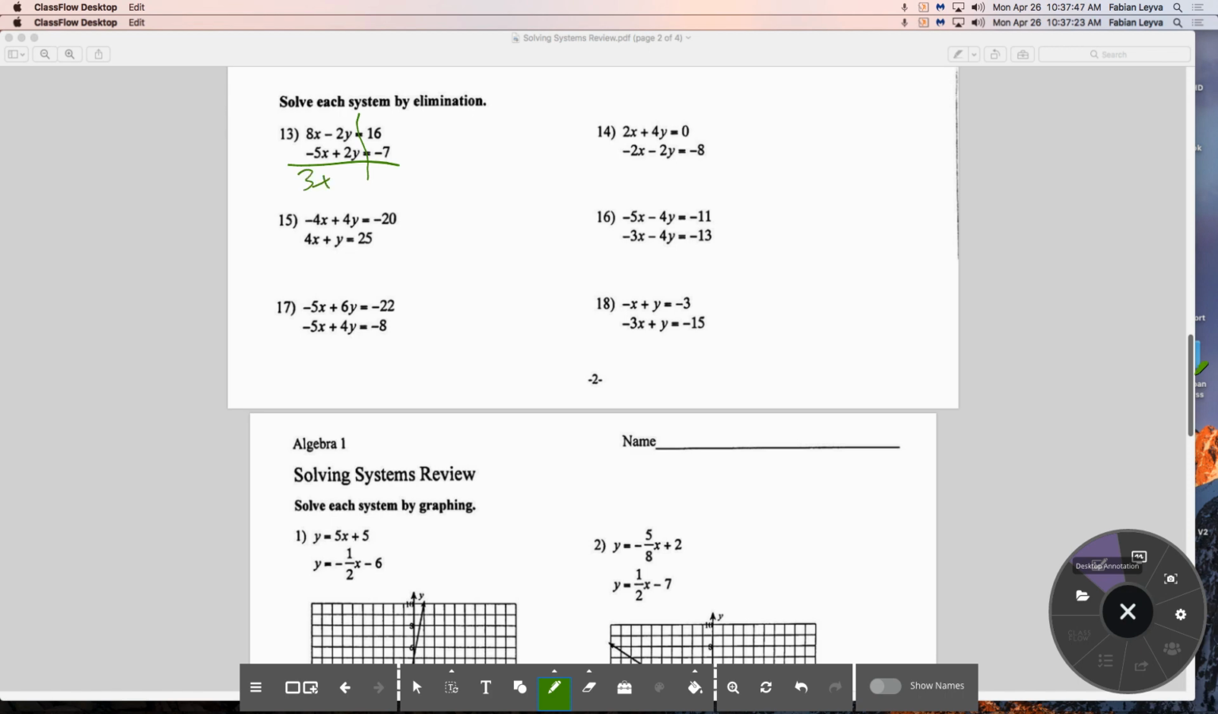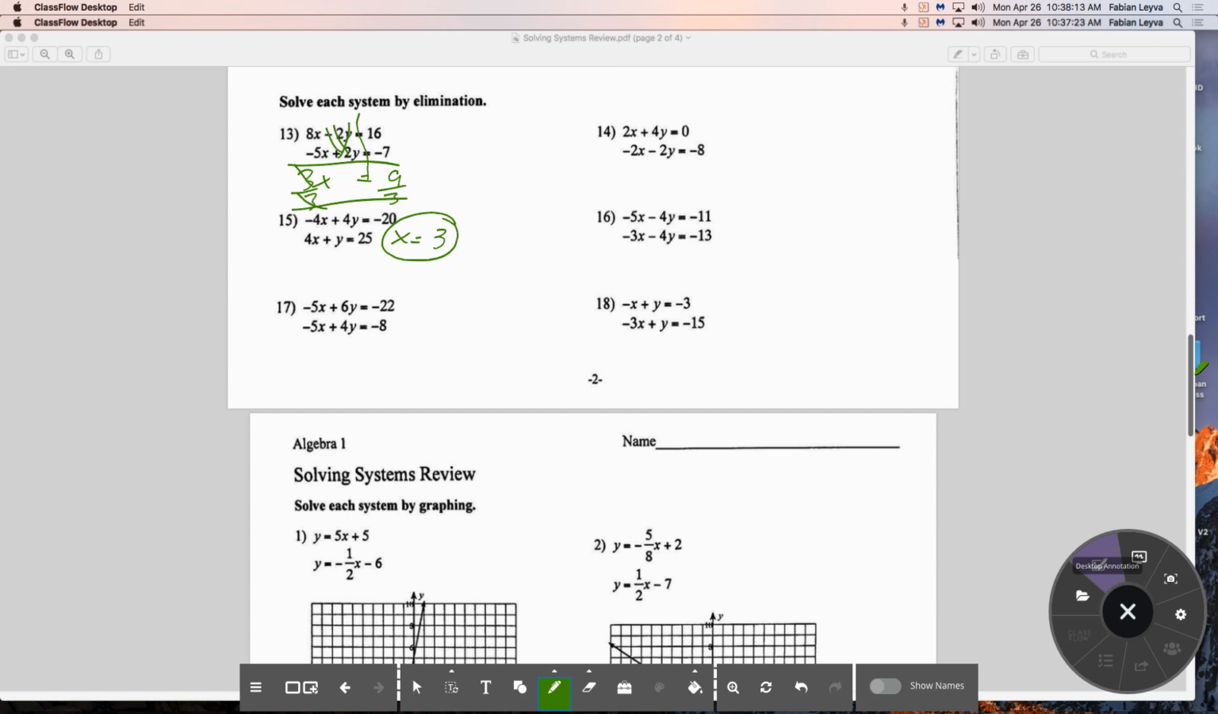What's a negative 2y plus 2y? They eliminate, right? They disappear. So that was your goal, because if you get one to eliminate, you can solve for the remaining one. Now don't forget to add up the other side. 16 plus a negative 7 is a positive 9. And then now all you have to do is solve for the x, the one that's remaining. So x is equal to a positive 3.